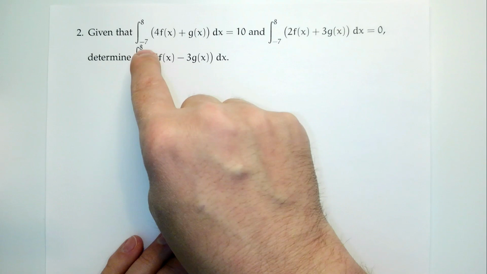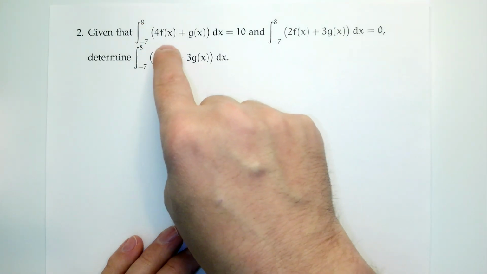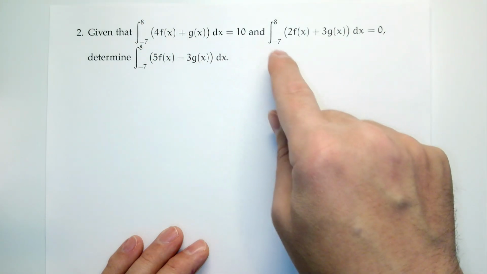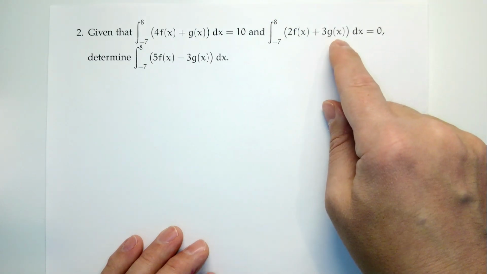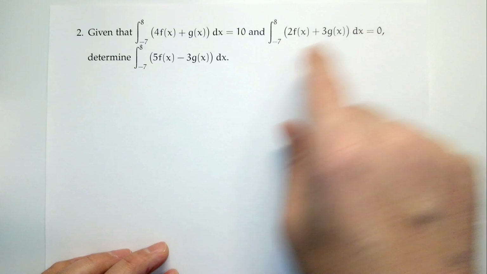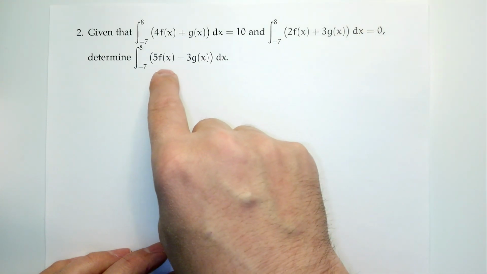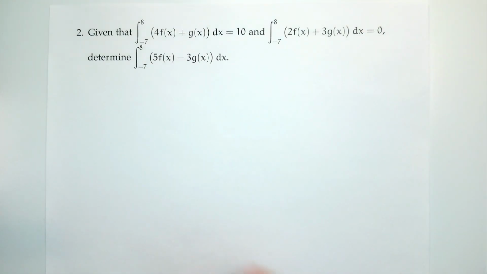So we're told that the integral from negative 7 to 8 of 4 f of x plus g of x is 10. Negative 7 to 8, the integral of that, of 2 f of x plus 3 g of x is 0. And we're asked to find, well, what's the integral of 5 f of x minus 3 g of x? So what are we testing here? In some sense, again, we don't know what the functions are, so it's not about finding antiderivatives. This is really saying, do we understand how integrals work?